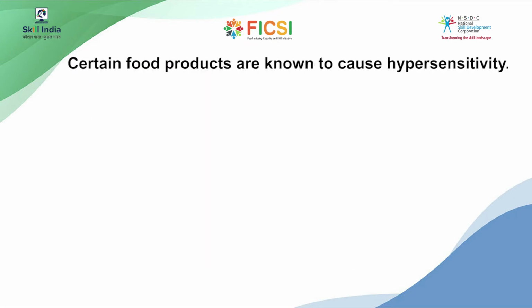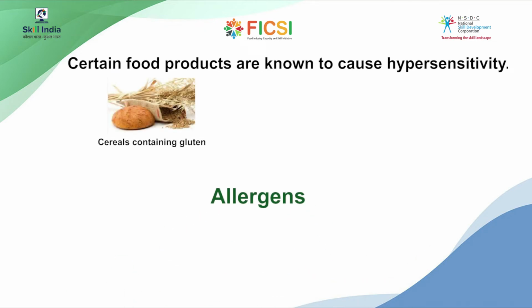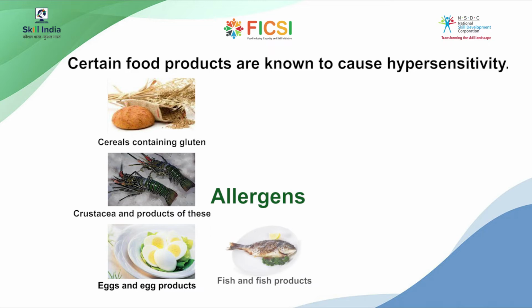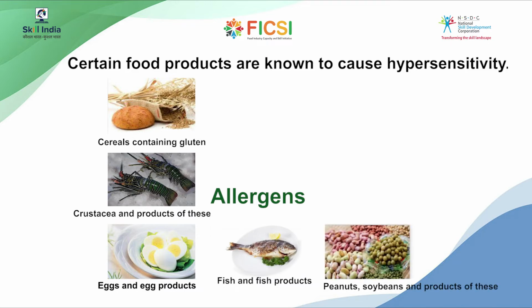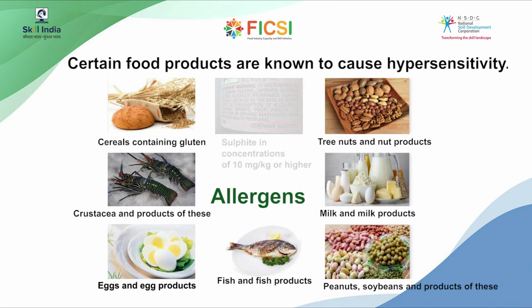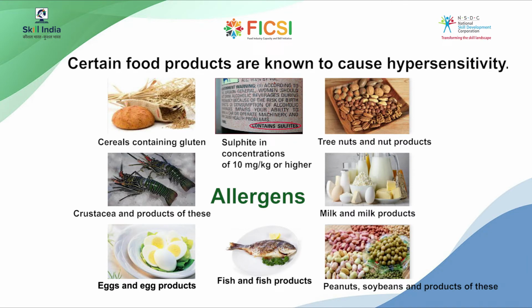Certain food products are known to cause hypersensitivity. These are cereals containing gluten like wheat, rye, barley, oats and products of these, crustaceans and products of these, eggs and egg products, fish and fish products, peanuts, soybeans and related products, milk and milk products including lactose, tree nuts and nut products, and sulfites in concentrations of 10 mg per kg or higher.